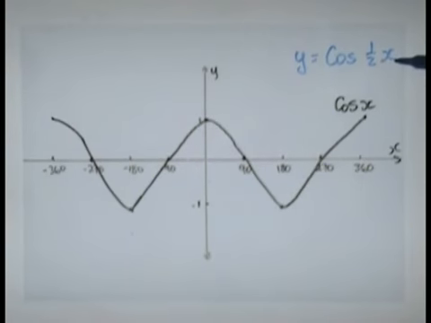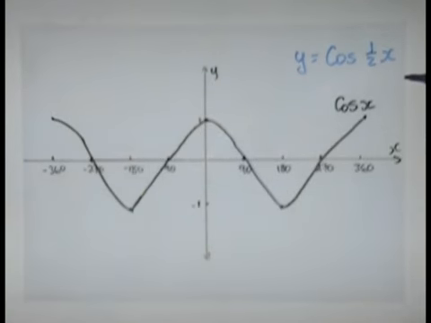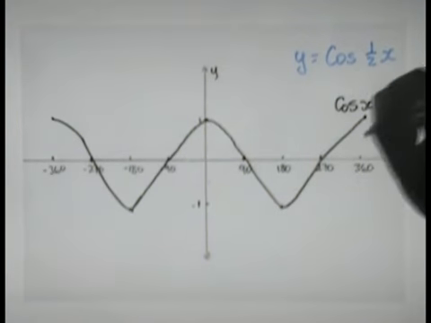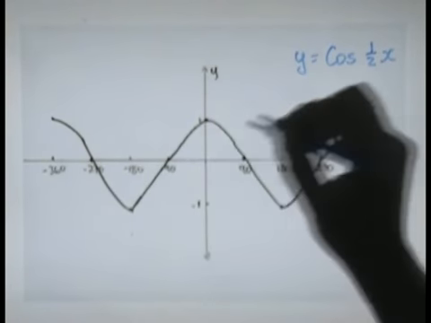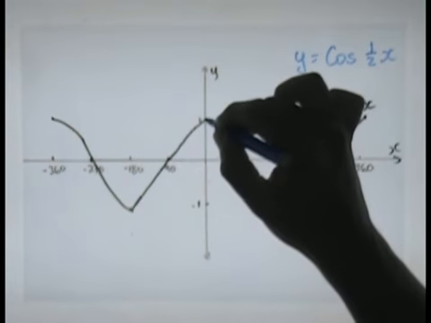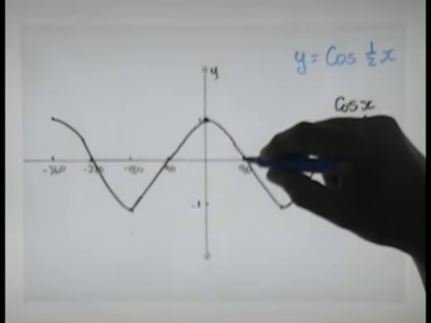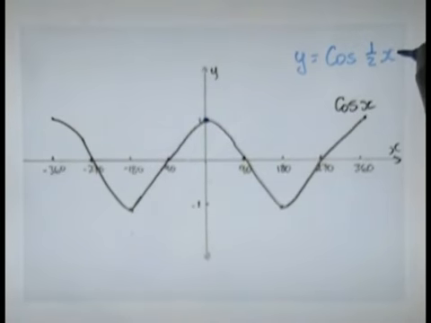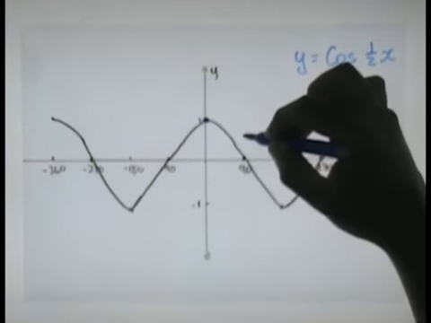Now cos of a half of x is going to be the opposite of doubling the graph. You will remember sine of 2x meant that we had two waves in place of the one. Cos of a half of x means that we're now going to have half of this graph. When x is equal to 0, 0 times a half is 0. Cos of 0 is 1. When x is equal to 90, that's going to be a half times 90, which is 45, which means that it's going to fall somewhere over here.